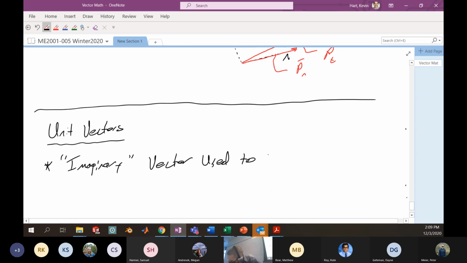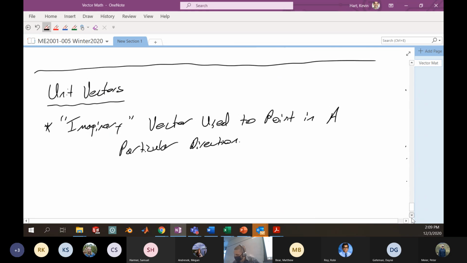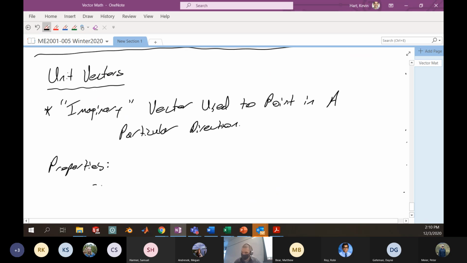It's an imaginary vector used to point in a particular direction. Okay, some properties about these unit vectors: in this class, we're going to align them usually along X, Y, and Z axes, but typically they will be aligned in orthogonal directions.